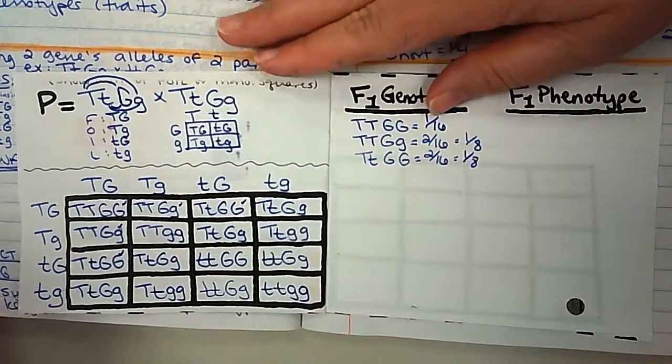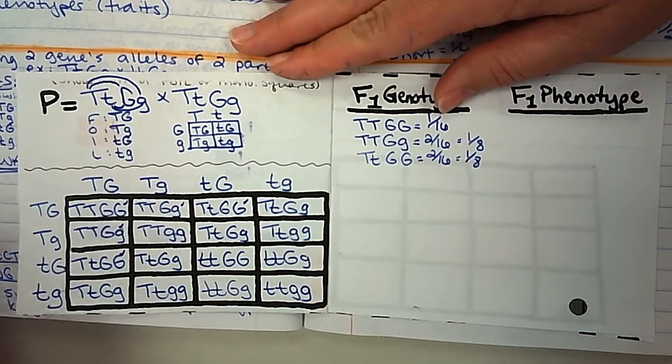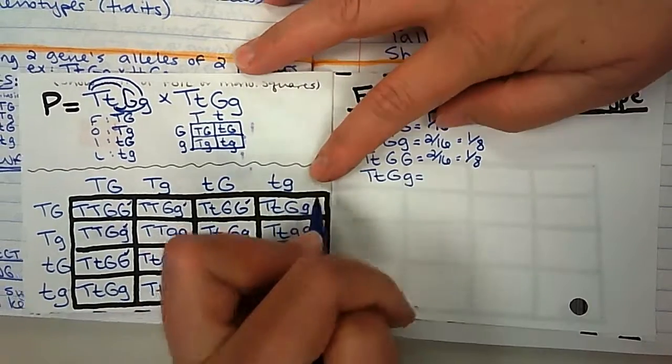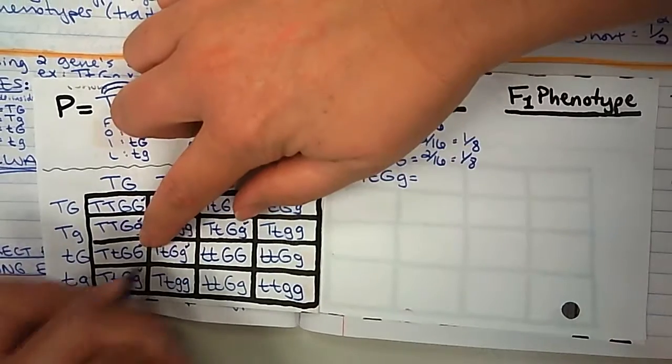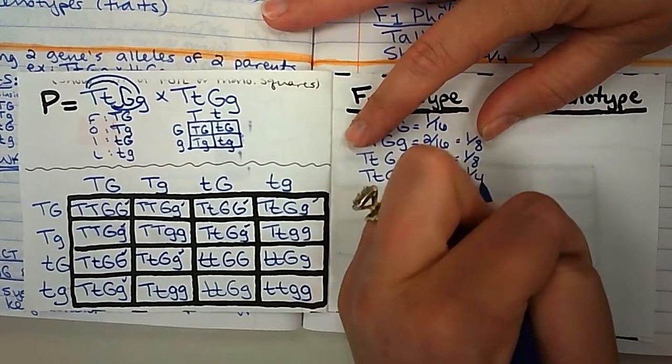Don't reduce in your head. Go ahead and write that out of 16 so that we can check at the end and make sure that we've counted all of our squares correctly. Then I've got heterozygous for both traits. I have 1, 2, 3, 4. So 4 out of 16, which reduces to 1/4.